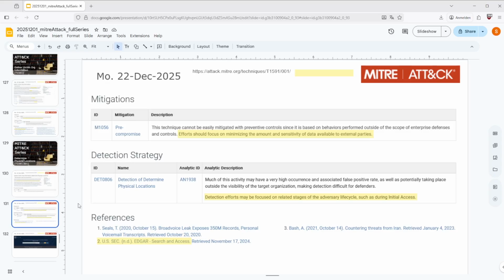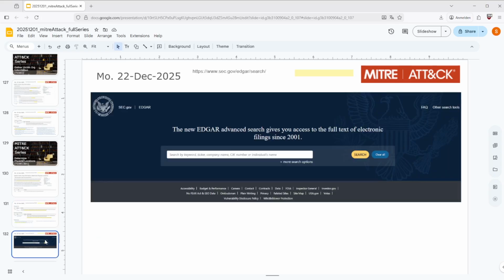Mitigation and detection, as usual, there's nothing you can do except reducing the amount of information you share with everybody. And we found that nice reference here that we might use in the future. I will play around with this a little bit more, see how deep the information that we can get there goes, but it was a good find.